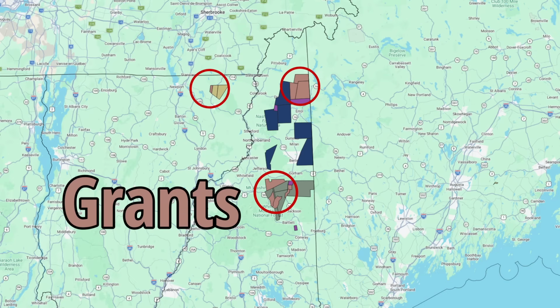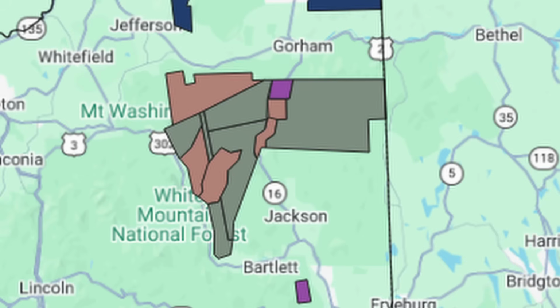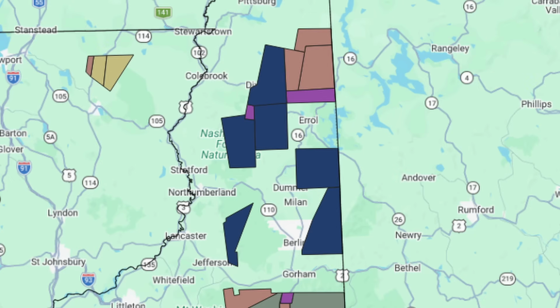Grants are found in New Hampshire and Vermont. There are 9 of them in total, and they are areas where the government gave out land grants to specific owners. There are 6 purchases found only in New Hampshire, and as the name would suggest, they are areas where owners purchase the land. There are also 6 survey townships, which are all found in Coos County, New Hampshire. They are simply areas divided for census purposes.